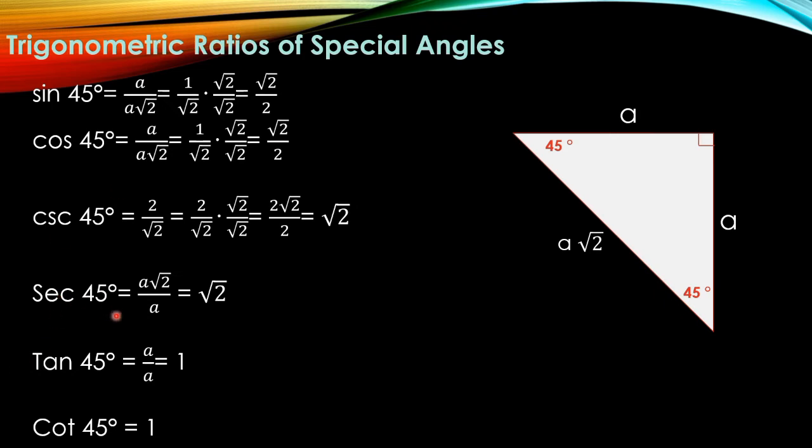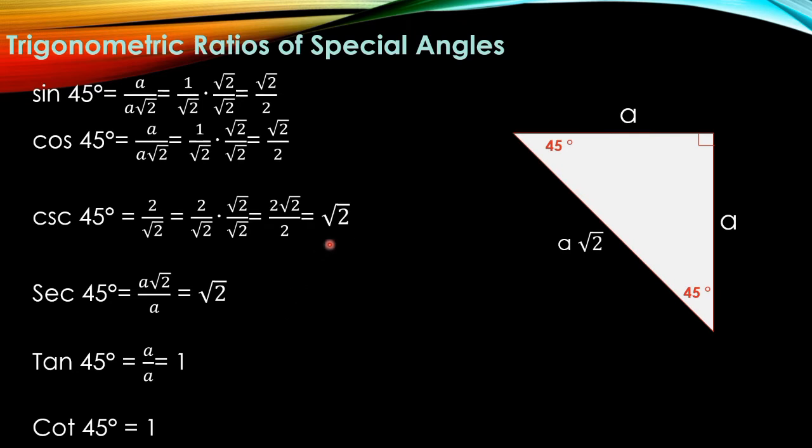Next, secant 45 degrees. Secant is the reciprocal of cosine. So, baliktarin lang natin ito. So that is 2 over the square root of 2. Kung i-rationalize natin, magiging the square root of 2 rin siya. Or just simply, sa secant, that is hypotenuse over adjacent. So, A the square root of 2 over A. So, we can cancel A. So, yung matitira nila ay the square root of 2.